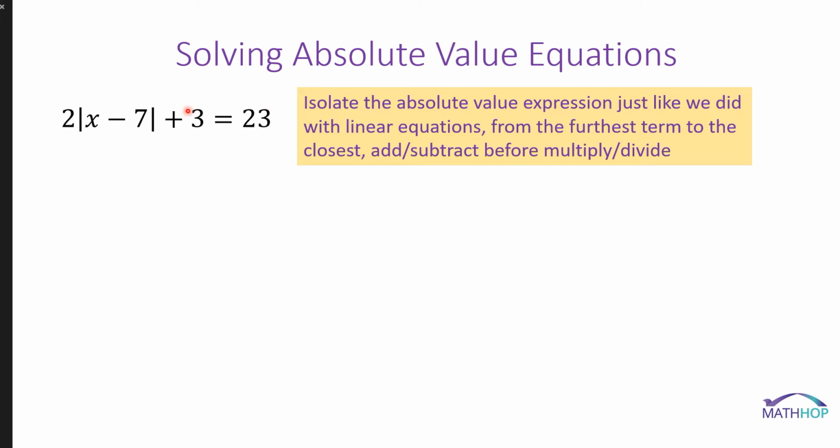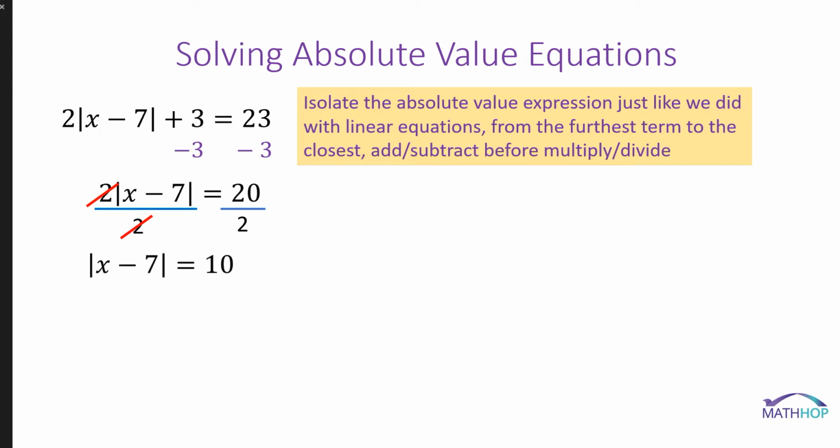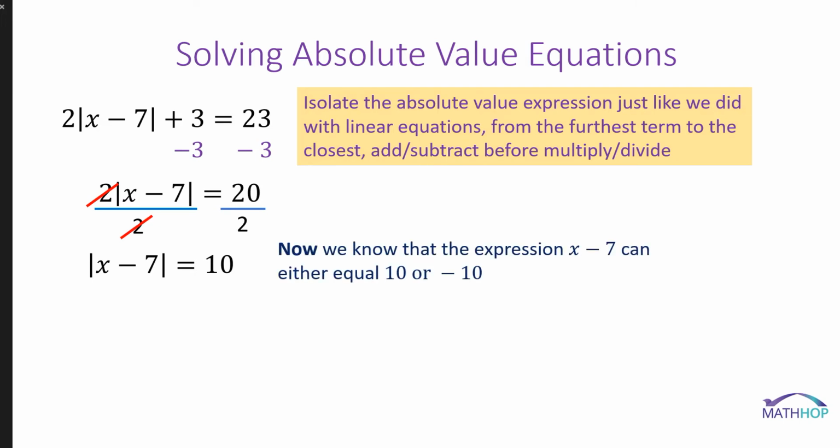So we're going to get rid of this plus 3 right here, and we get rid of adding 3 by subtracting 3. That leaves us with 2 times the quantity, the absolute value of x minus 7 equals 20. My absolute value bar still not by itself, so let's get rid of the 2 that's multiplied by dividing it. Now we're left with the absolute value of x minus 7 equals 10. So once again, we now know that the expression x minus 7 can either equal 10 or negative 10 to give us an absolute value of 10.